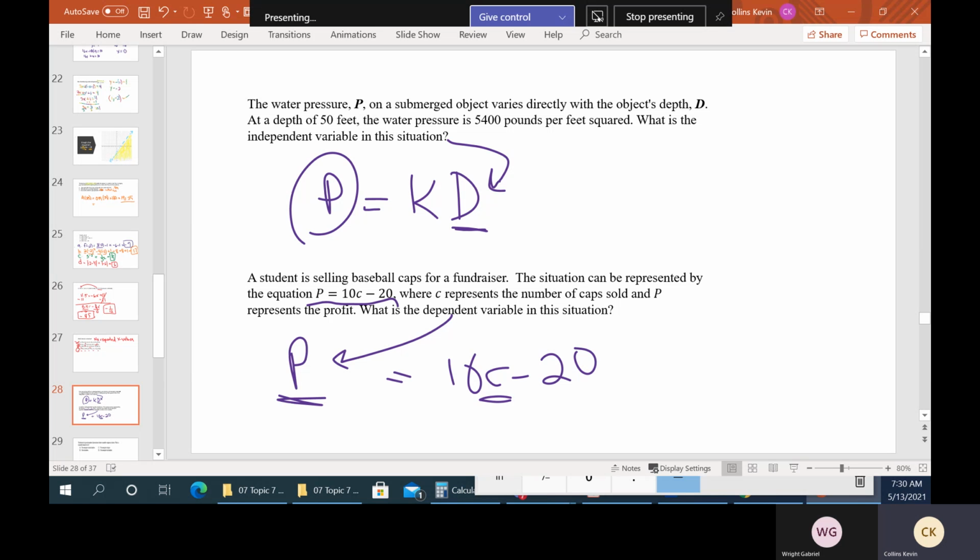So the independent variable is the one we change, and the dependent variable is the result. I don't know why I keep saying that backwards. The independent variable is the one we change. The dependent variable is the result. So think of it that way: the dependent variable is the result based on the value of the other variable.